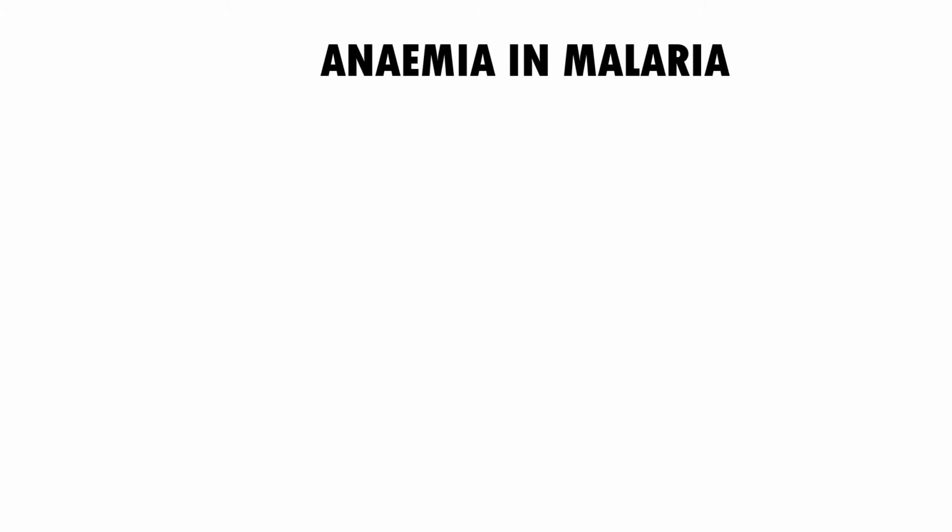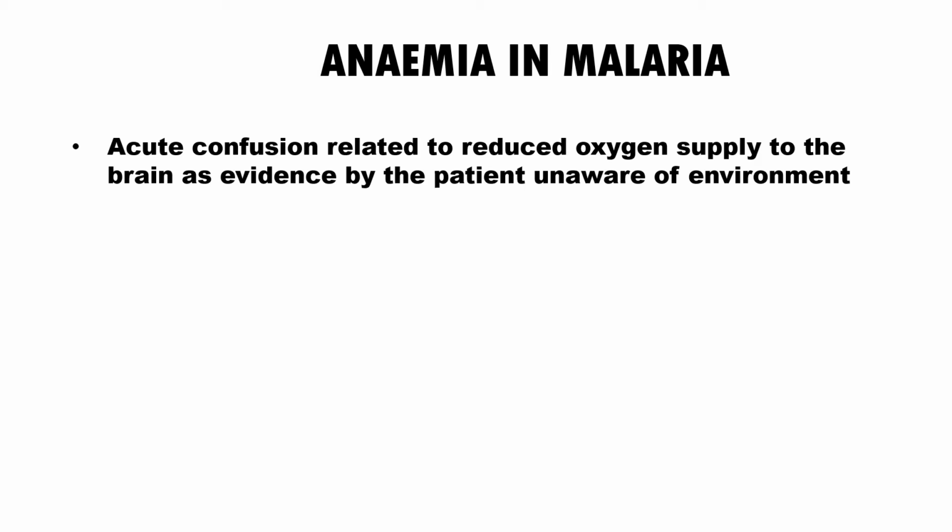Now, let's look at the nursing diagnosis for anemia in malaria. So we have acute confusion related to reduced oxygen supply to the brain as evidenced by the patient being unaware of the environment. Remember, as I told you, the brain needs oxygen and glucose. And in severe malaria that has anemia, the red blood cells have been destroyed by the plasmodium. So the brain will not be receiving enough oxygen.